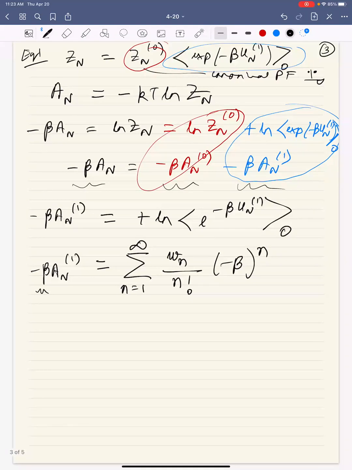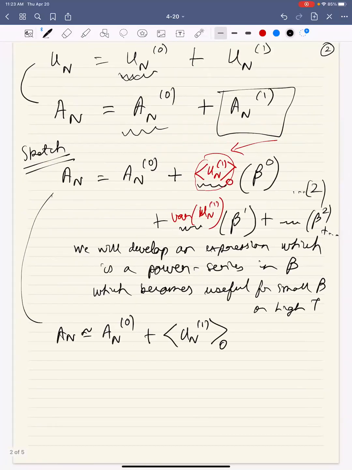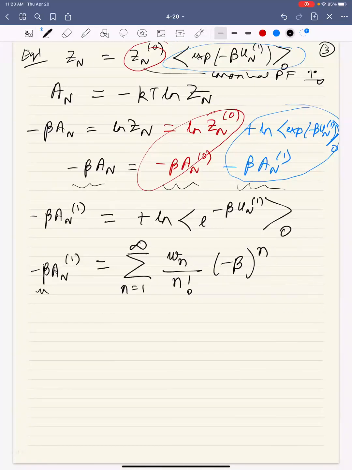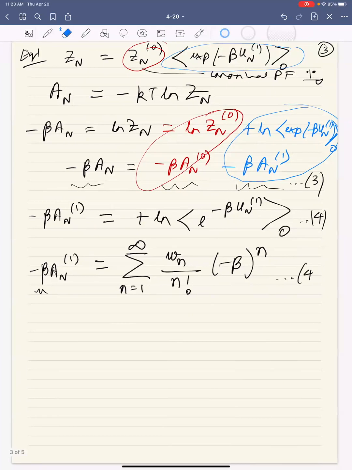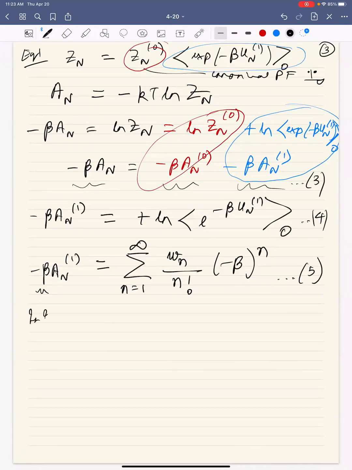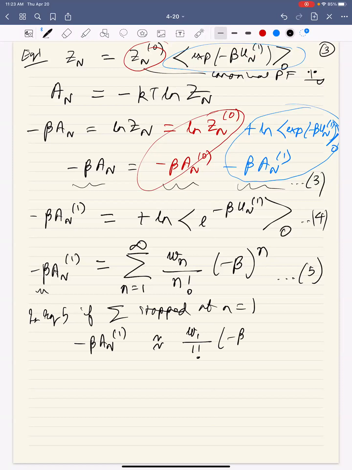So, we are going to call this, where were we? That was equation 2. This is equation 3. Let's call this equation 4, and this one is equation 5. So just to give you a sense for equation 5, if sigma stopped at n equal to 1, if you considered only the first term, what would you get? You would get minus beta an1 is approximately w1 by 1 factorial multiplied by minus beta to the power 1.